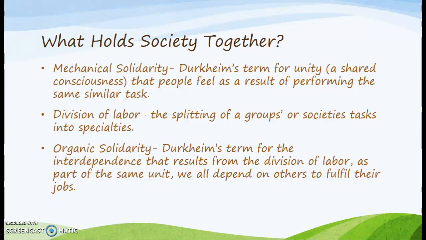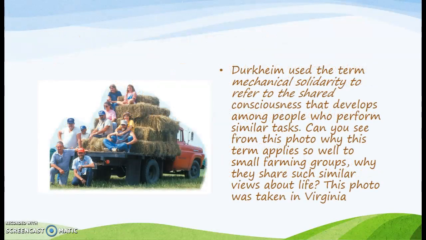That's division of labor. And then organic solidarity, which is Durkheim's term for interdependence that results from the division of labor as part of the same unit. We all depend on each other to fill our jobs. I think often of an assembly line when you think of this. Everybody has their own part to play, and that's kind of the solidarity of the parts becoming the whole, okay? And that is illustrated by this particular photo here, right, which is of a small farming group. So you can see how they are all part of the whole to be successful in their farm, okay?